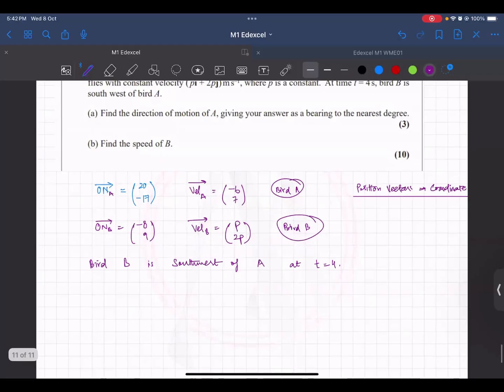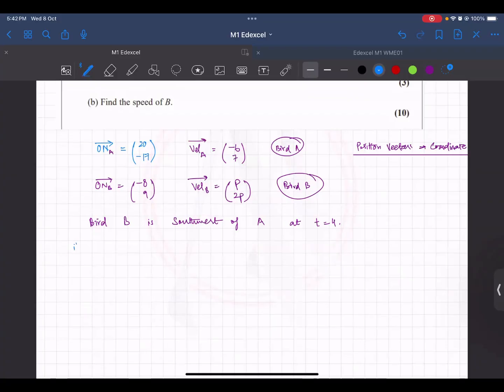They are asking you to find the direction of the motion of A, giving your answer as a bearing to the nearest degree. Direction of motion would be the direction of the velocity vector of A. So the velocity of A is given to you, it is (-6, 7). If you make a little diagram as well, it has a negative x, minus 6, and it has a positive y. So the direction is somewhat over here, in this direction. This is the velocity, plus 7 in y and negative 6 in x.